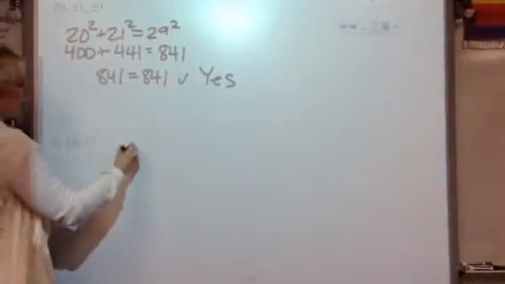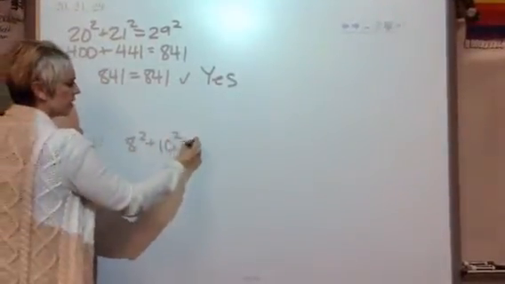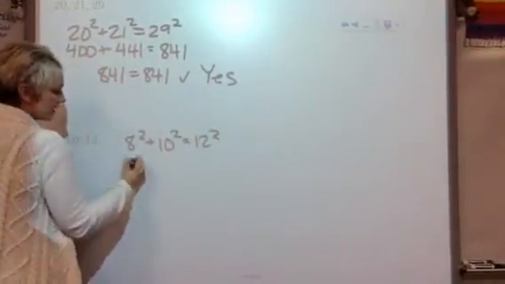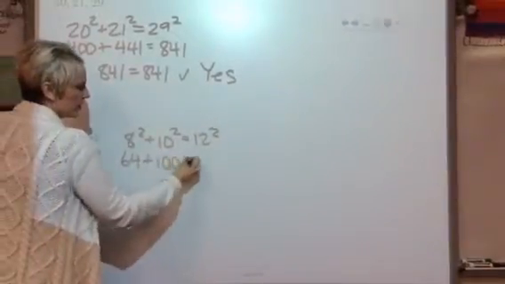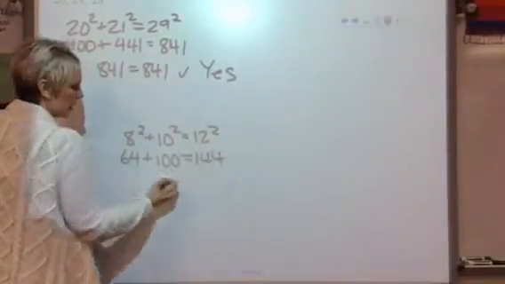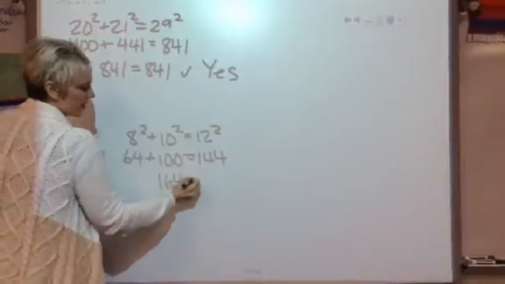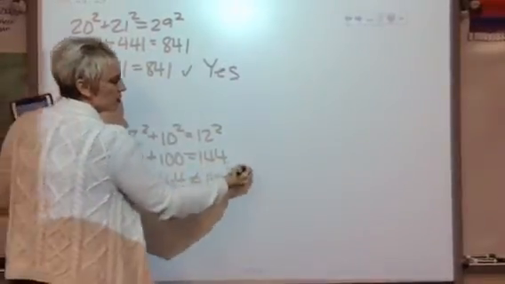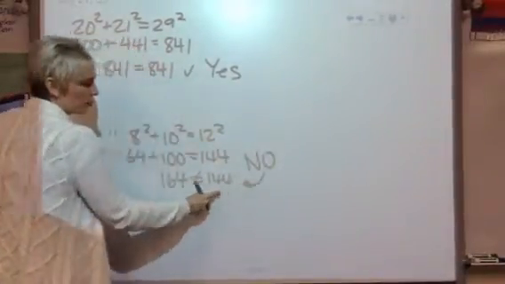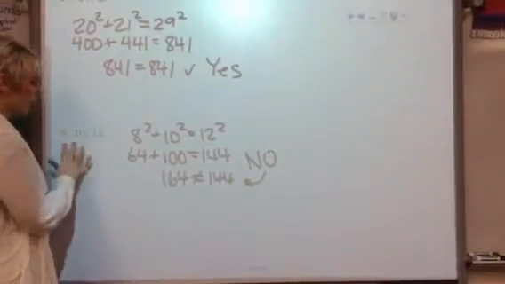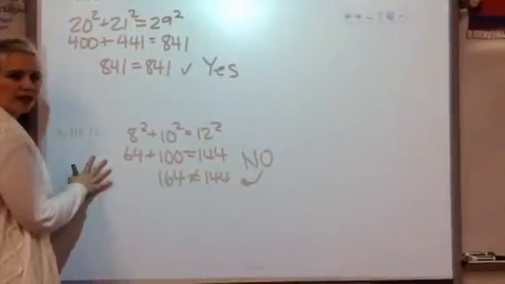8, 10, 12 would be 8 squared plus 10 squared to equal 12 squared. That's 64 plus 100 to equal 144. Well, 164 is not equal to 144. So we would say no, and this is our proof that it's no. It would not be a right triangle because it does not satisfy the Pythagorean theorem.